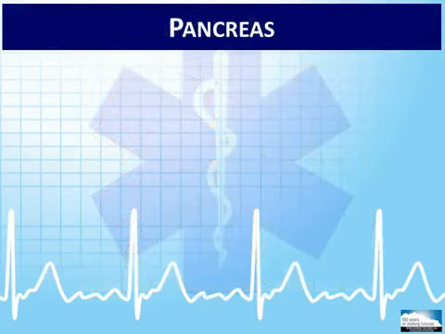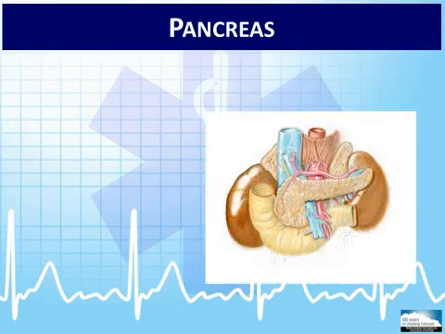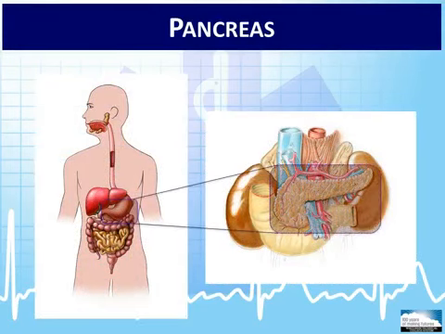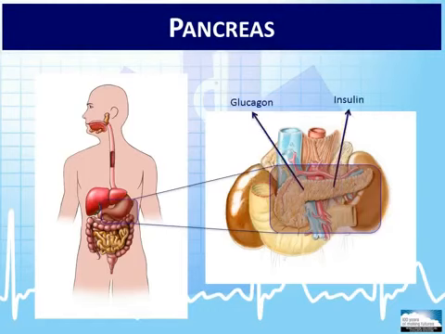As EMS providers, there are a few organs in the endocrine system that are of particular importance. The first such organ is the pancreas. Located posterior to the stomach, resting superior to the bowels, the pancreas plays a very important role in the regulation of blood sugar. As we will discuss in a few slides, sugar is vital to the proper functioning of our cells and, thus, our bodies. The pancreas works in regulating our blood sugar by producing two critical hormones, glucagon and insulin.